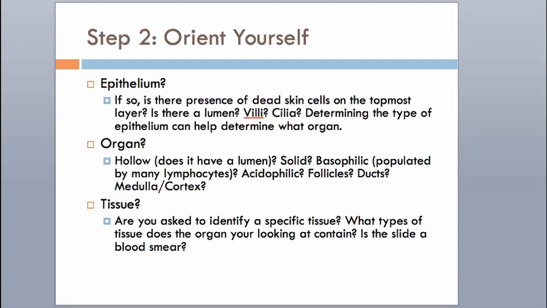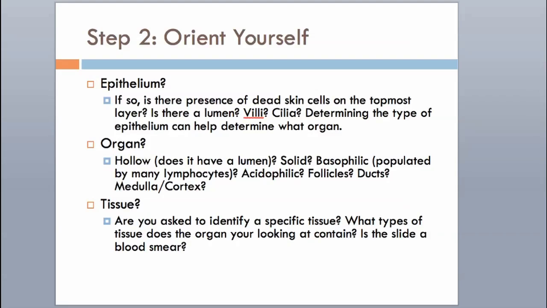And lymph nodes and the spleen are basically good examples of the type of organs that would contain a large amount of lymphocytes. If the organ is more acidophilic or a balance of both acidophilic and basophilic, that could also indicate to you what type of organ it might be based on your notes. Does the organ contain follicles, for example, the thyroid, or does it have a medulla and a cortex, which can be found in organs such as the kidney and adrenal glands?